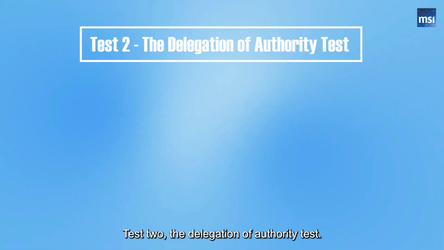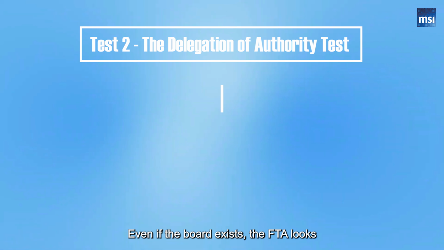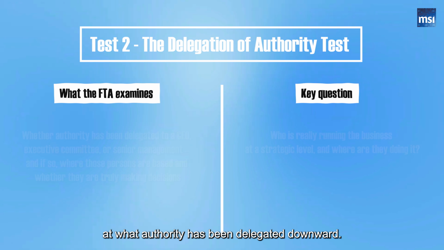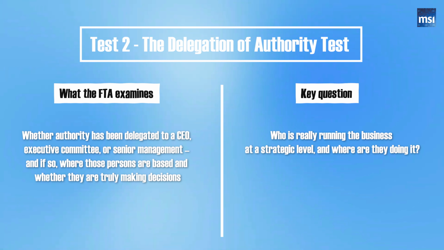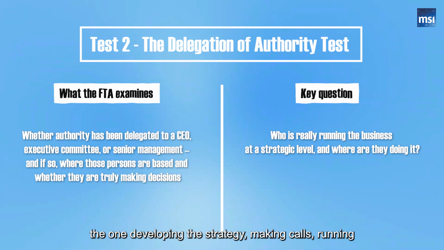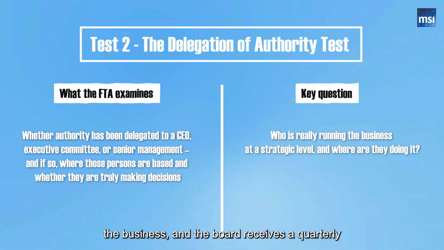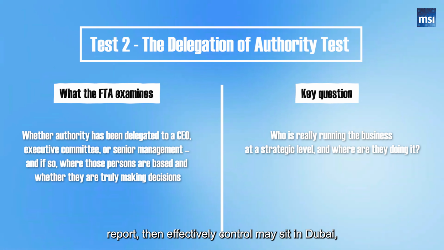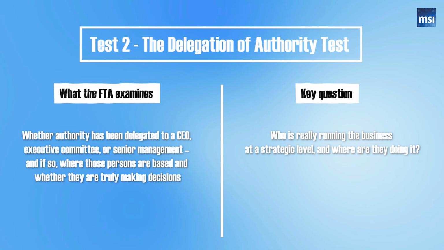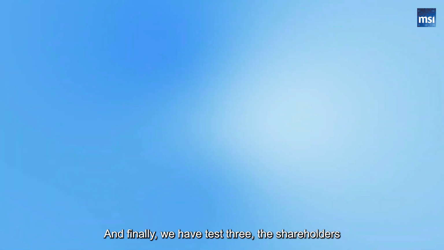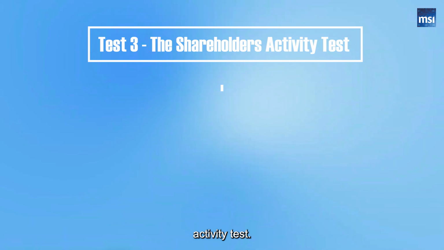Test 2, the delegation of authority test. Even if the board exists, the FTA looks at what authority has been delegated downward. If the CEO is in Dubai and is the one developing the strategy, making calls, running the business, and the board receives a quarterly report, then effectively control may sit in Dubai, not where the board is formally located. And finally, we have test 3, the shareholders activity test.